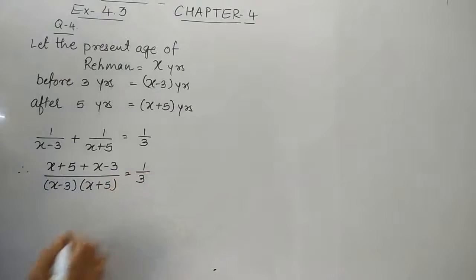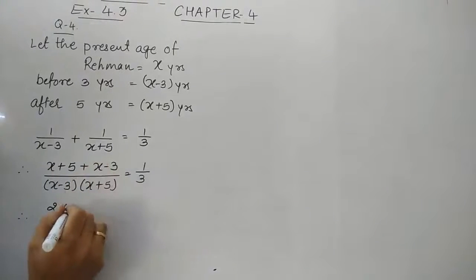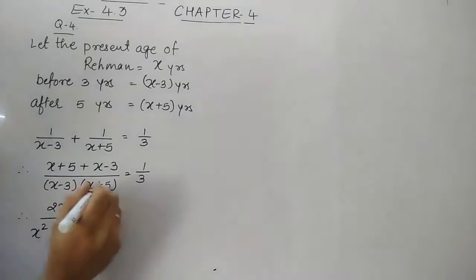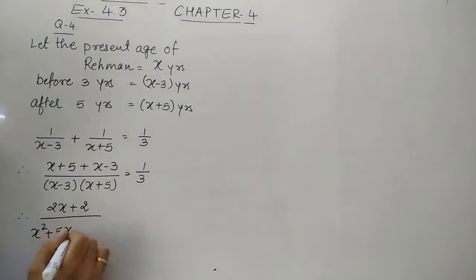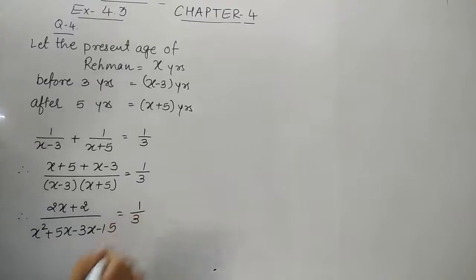It's 1 upon 3. So we can see here x and x, that is 2x, plus 5 minus 3, that is plus 2, whole upon the product of this, that is x square, x multiplied with 5, so 5x, minus 3x minus 15, that is equal to 1 upon 3. Let's still multiply. We should keep the numerator as it is, 2x plus 2. These are the two like terms, so it is x square plus 2x minus 15 is equal to 1 by 3. Remember students, this cannot be cancelled.